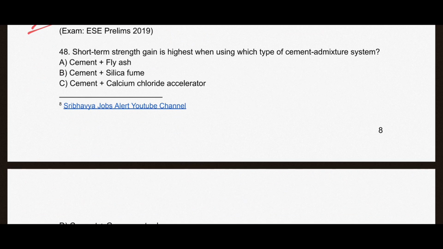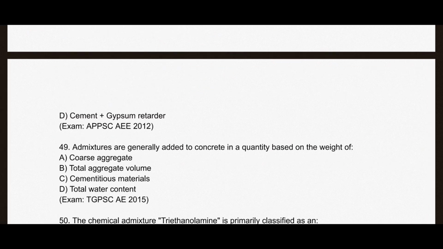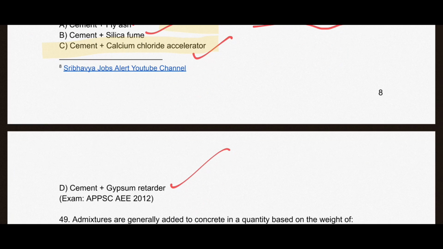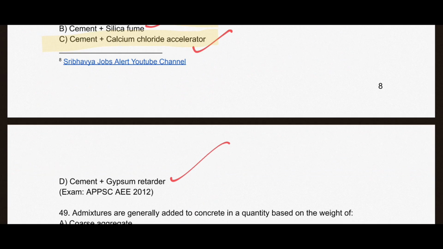48th question. Short term strength gain is highest when using which type of cement admixture system? Option A cement plus fly ash, option B cement plus silica fume, option C cement plus calcium chloride accelerator, and option D cement plus gypsum retarder. So the answer is option C. మనకి ఆప్షన్ సి ఏంటిది సిమెంట్ అండ్ కాల్షియం క్లోరైడ్ యాక్సిలేటర్ యూజ్ చేయడం వల్ల వి కెన్ ఇంక్రీజ్ ద షార్ట్ టర్మ్ స్ట్రెంగ్త్ గెయిన్ అనేది చాలా ఫాస్ట్గా అవుతుంది అనమాట యాజ్ వి యూస్ కాల్షియం క్లోరైడ్ యాక్సిలేటర్ యూజ్ చేస్తే.